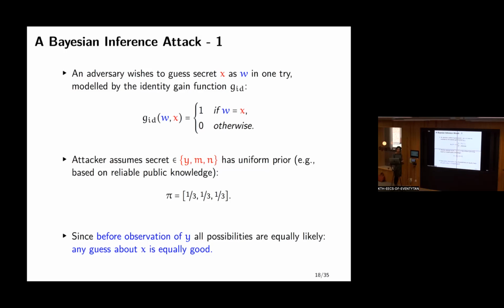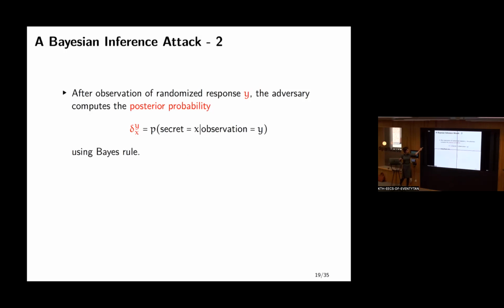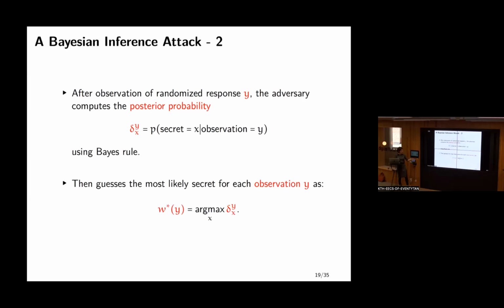However, if you observe a particular Y, then you can adjust your posterior according to Bayes' rule, to find the probability that the secret is X given that your observation is Y. Then you could take a maximum likelihood estimator. After observing Y, your best guess is the secret that maximizes the posterior probability for that particular observation Y. I hope it is clear what the actions of the adversary are for this particular gain function.